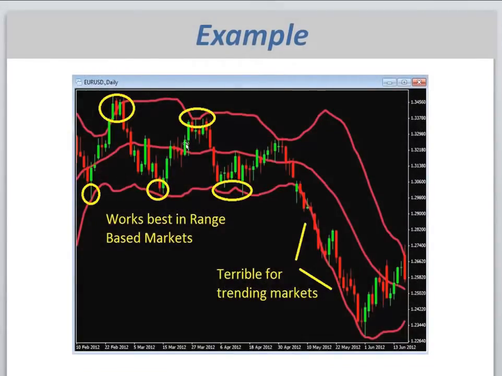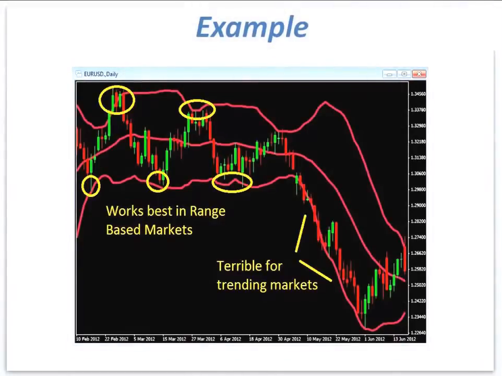Okay, so here we have an example. We see here we have these lines on top, we've got the lines on the bottom, and we've got the middle line. These are your Bollinger Bands. Here's a chart of the Eurodollar. Whenever our Eurodollar trades to the lower band, it's considered oversold. It's a good time to buy. And whenever it trades up to the upper band, it's considered overbought, and it's a good time to short.